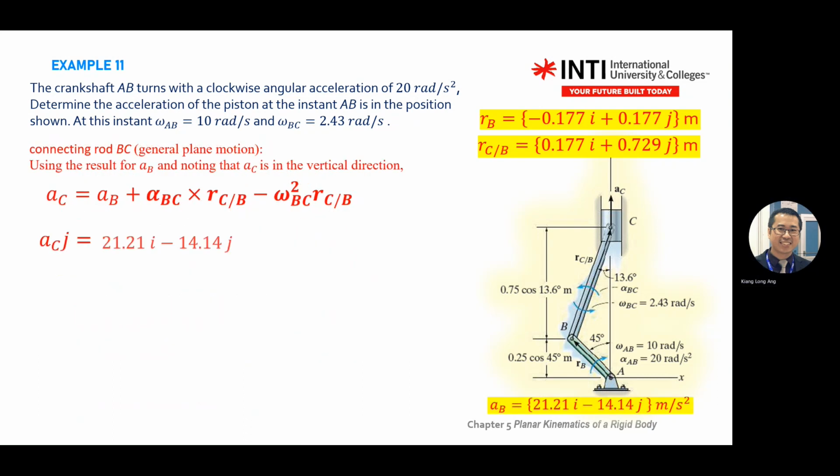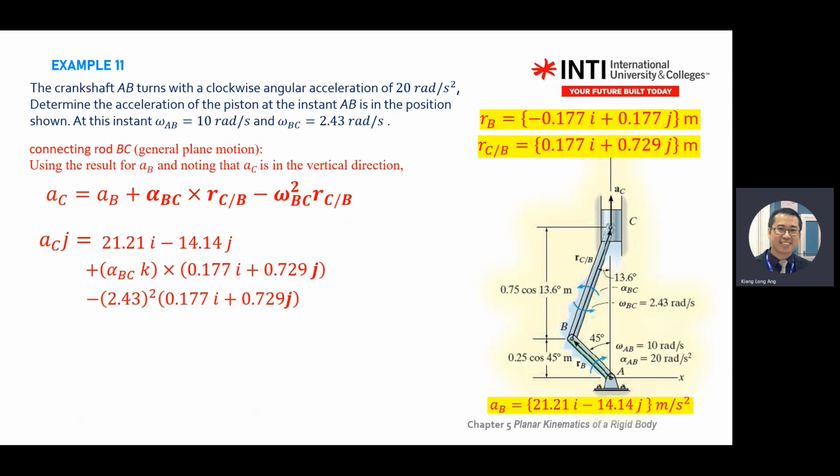So for C, you know it moves up, positive j in the y direction. For B just now, a_B, you split into i and j. Just now you found your a_A already. And then your alpha for BC here was anti-clockwise. With your thumb pointing out, so positive, right? So the rest you follow the same.